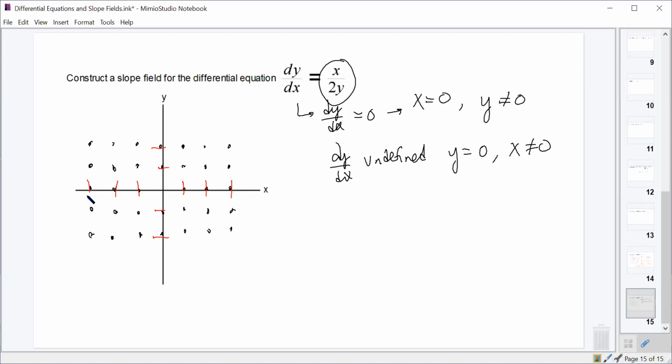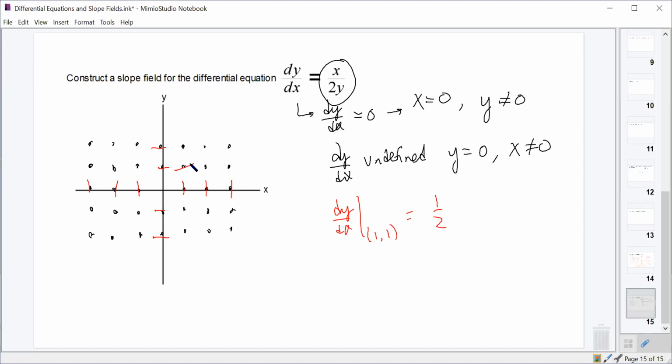So then from there, all we'll do is look for patterns between the different rows and columns and see what happens. So first we'll try at 1, 1 and see what we get. What's dy/dx equal at 1, 1? 1/2. Should be a half, exactly. So at 1, 1, we'll have a slope of about a half.